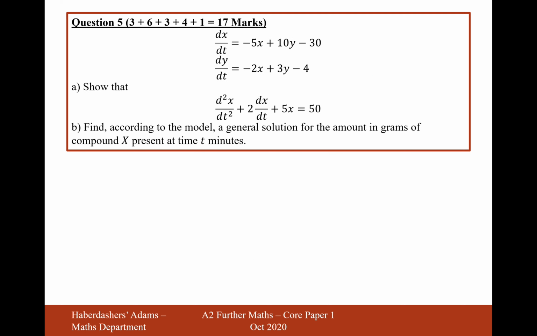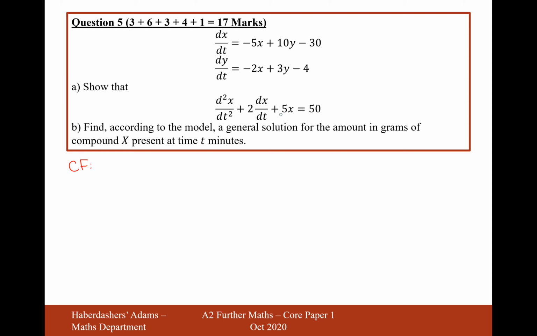The next thing to do is to now find, according to the model, a general solution for the amount of grams of x at a time t minutes. So basically what they're asking here is to solve this second order differential equation. So first of all, the complementary function, that's the name of it, I almost forgot there, complementary function.